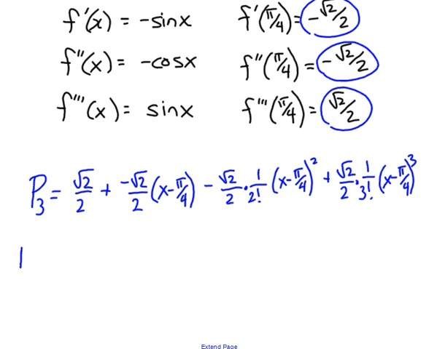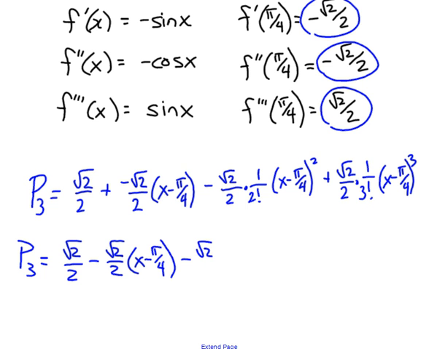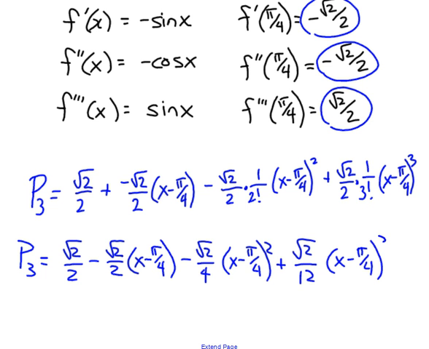But often when you see these in the back of the book, for instance, it will get cleaned up a little bit. So we're going to do that right here. So root 2 over 2 minus root 2 over 2 times x minus pi over 4. This one is going to clean up to root 2 over 4 times x minus pi over 4 squared, and then 3 factorial is 6, times 2 is 12, so root 2 over 12 times x minus pi over 4 cubed. There we go.